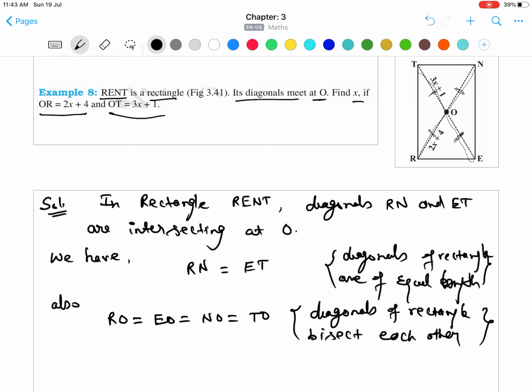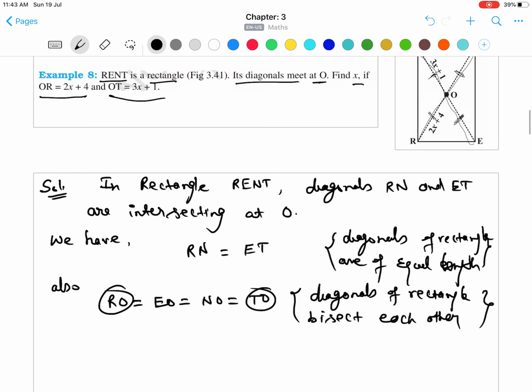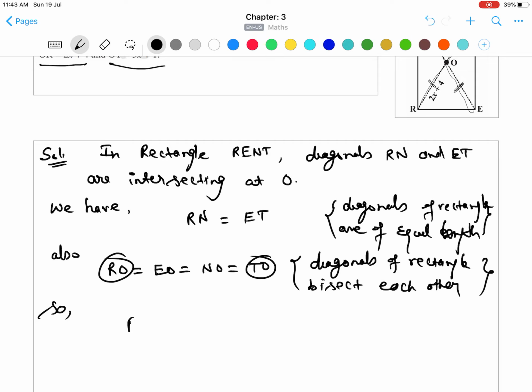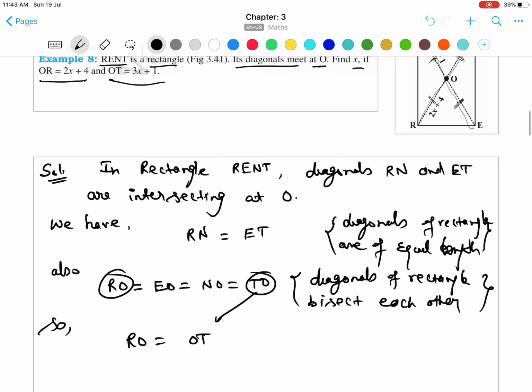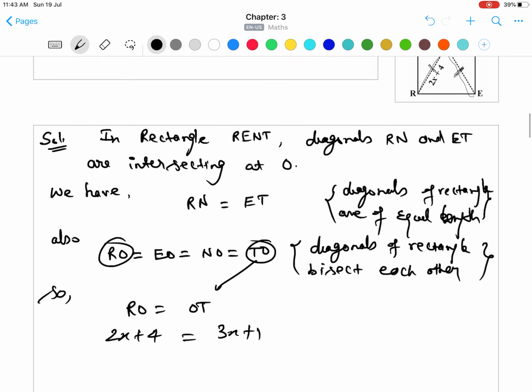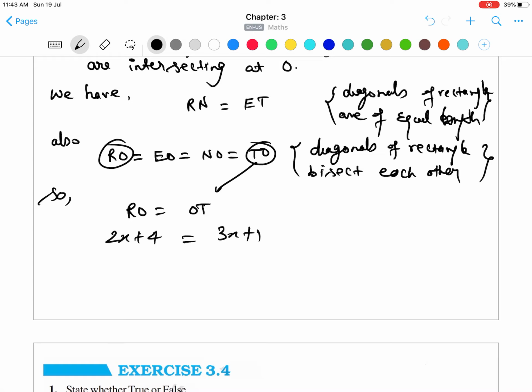Okay, so we are given the value of OR, and also we are given the value of OT or TO. So we can write RO is equals to TO, or OT as given here. So RO is given, which is 2x plus 4, and OT is also given, which is 3x plus 1. Now we have to solve this equation. Keeping this 3x here on the right hand side, we'll shift this 2x onto this side, so it will be minus 2x.